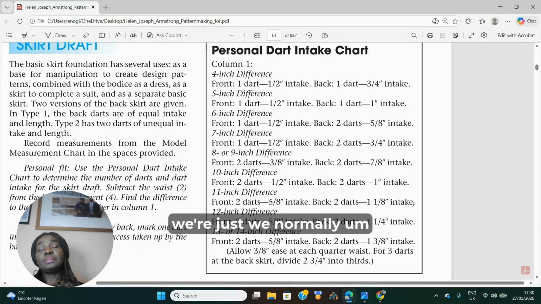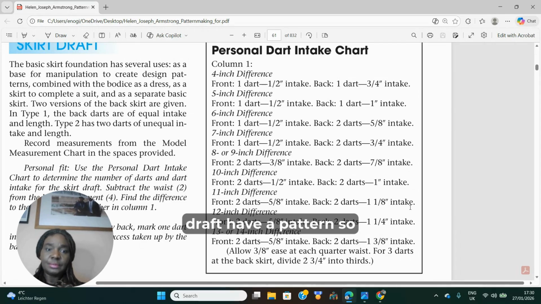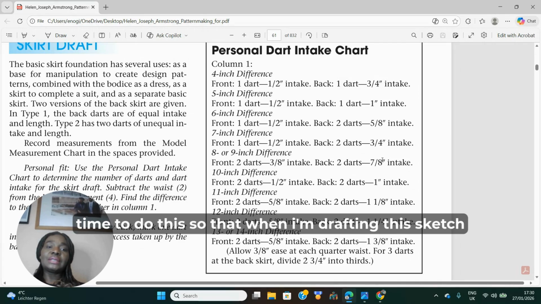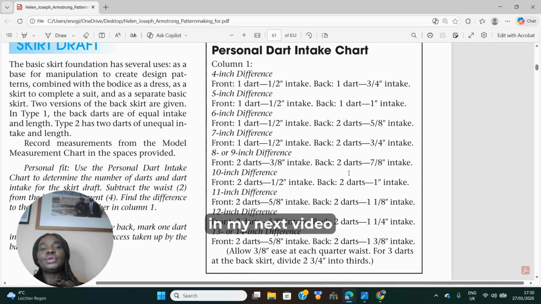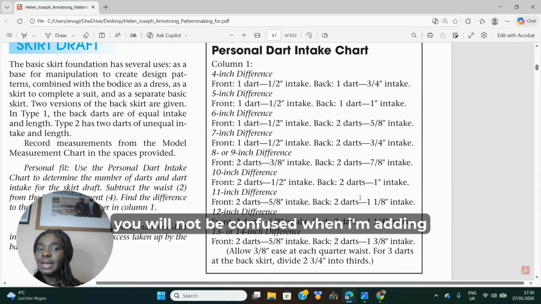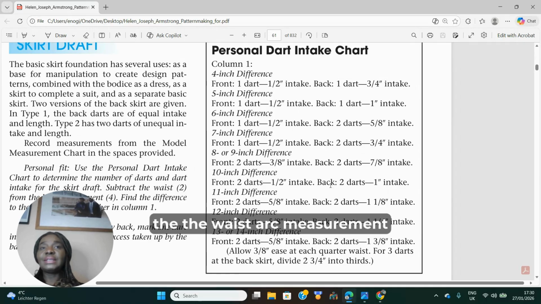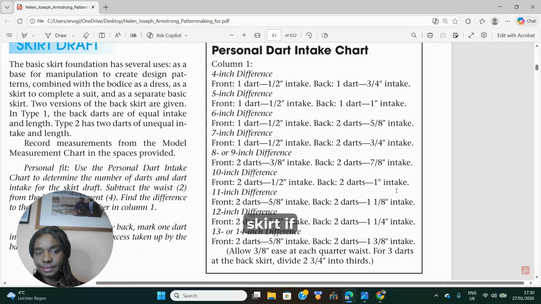Remember, we normally draft a pattern. So you'll be having 2 inches. The reason I'm taking time to do this is so that when I'm drafting the skirt in my next video, you will not be confused when I'm adding all these values, when I'm taking the waist arc measurement for the skirt.